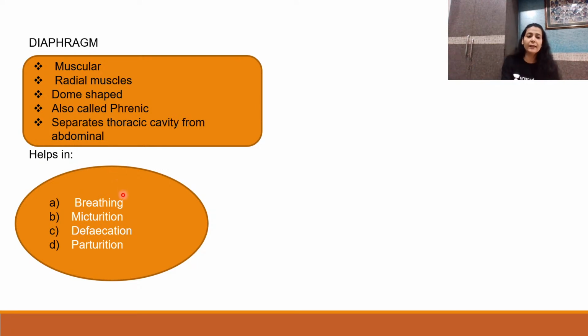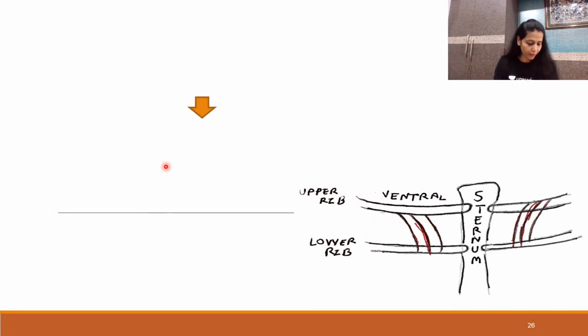Apart from helping you in breathing, that's one of the most important functions. It also helps in micturition. What is micturition? Micturition is another word given to urination, right? So it helps in urination, all right? It helps in defecation, removal of excreta. It also helps in parturition, that is the birth of the baby. So diaphragm, apart from helping you in breathing, also helps in micturition, that is urination, defecation, and parturition. It also separates your body cavity into upper thoracic cavity, lower abdominal cavity. It is skeletal, involuntary. And what kind of muscles? Radial, skeletal, radial muscles. All right. Okay. We move on to the next.